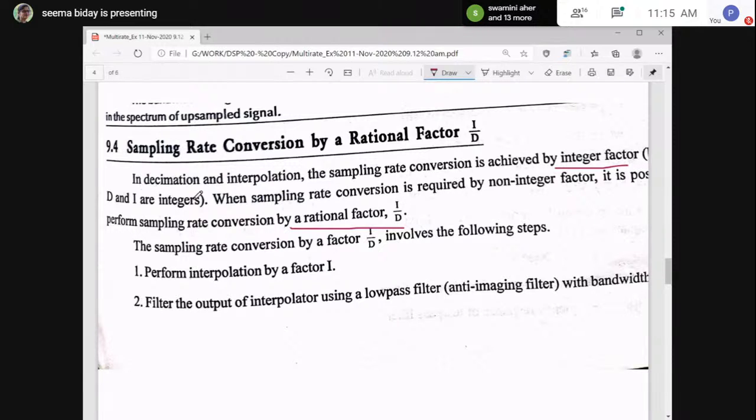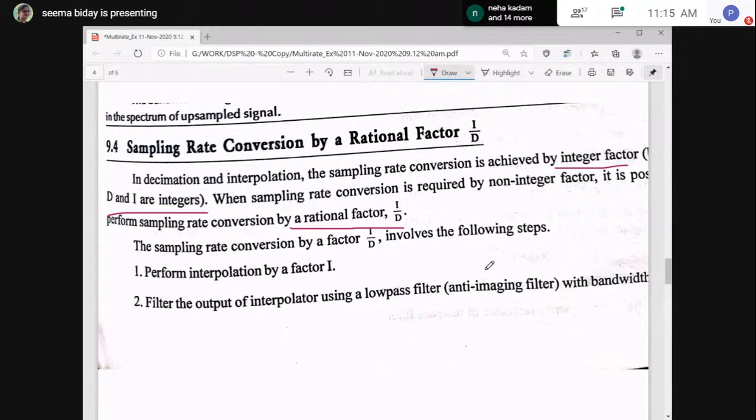So now this is the new topic. Write down: in decimation and interpolation, the sampling rate conversion is done by an integer factor, where D and I are integers. But it is not necessary that it will always satisfy your need, because in the first introductory lecture, we talked about whenever you have devices with multiple sampling rates.